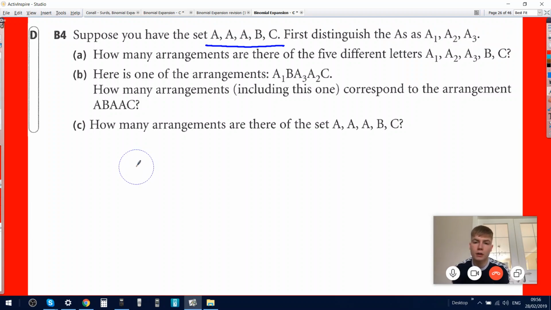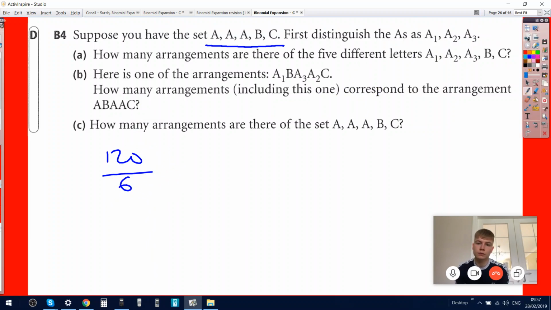Would it be 120 divided by 3? I'll just do 5 factorial. Yeah, 120. All right, I'll just leave it as 120, as we know. So it would be 5. However, you see these 3 A's? How many ways are there of arranging those? Only 1. Now, if it was A1, A2, A3, how many different ways? 6. So this time you're dividing it by 6.